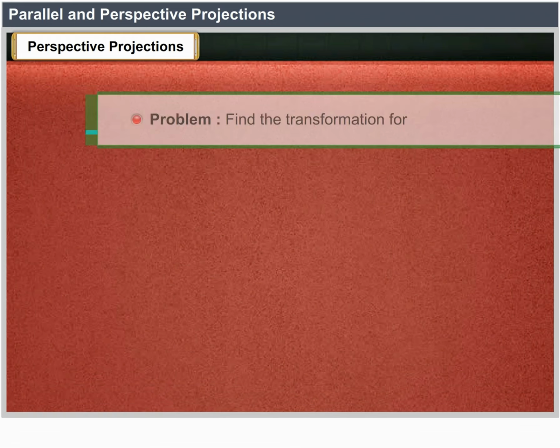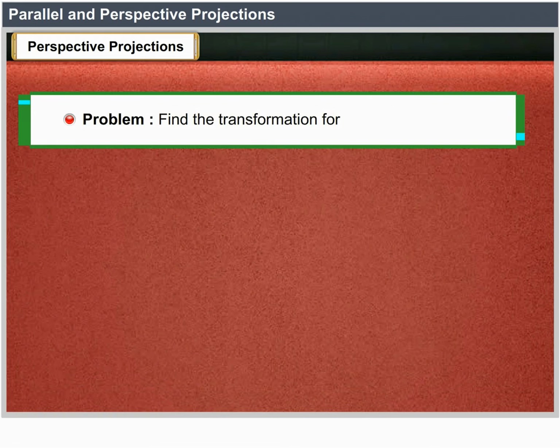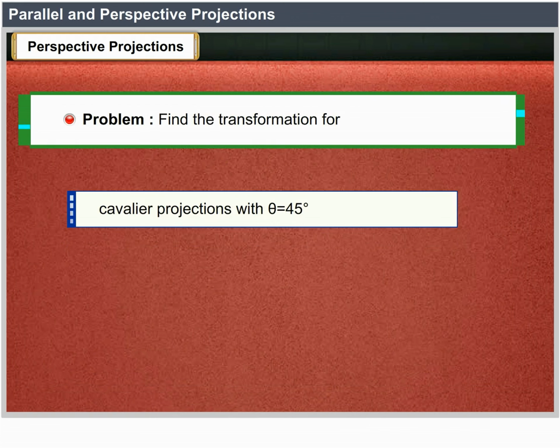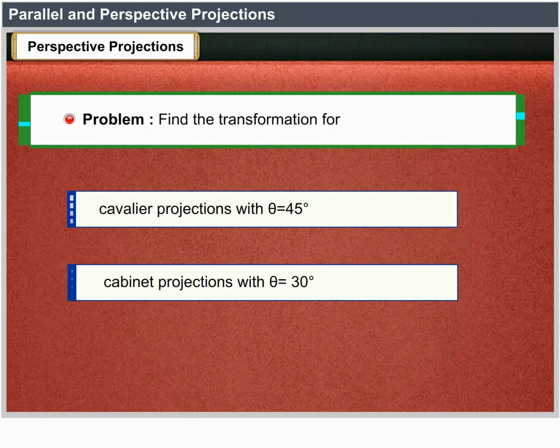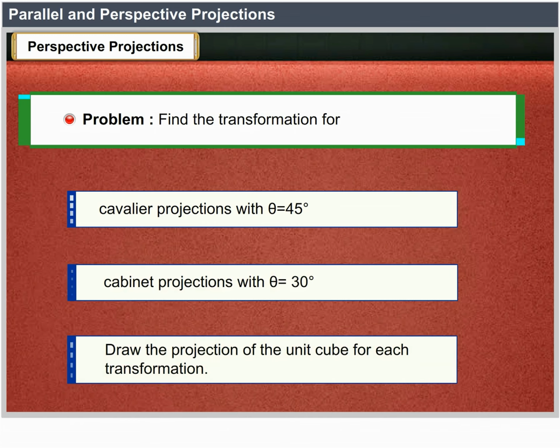Problem: find the transformation for Cavalier projections with theta equals 45 degrees, and cabinet projections with theta equals 30 degrees. Draw the projection of the unit cube for each transformation.